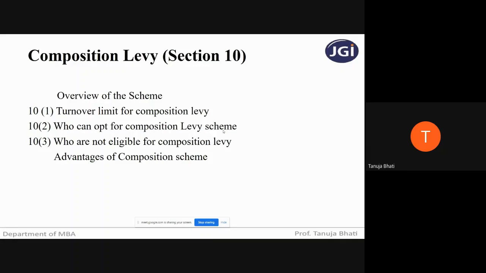So in composition levy, we will be seeing what is the overview of the scheme, what is the turnover limit for composition levy, who can opt for composition levy scheme, who are not eligible for composition levy, and what is the advantages of composition levy.